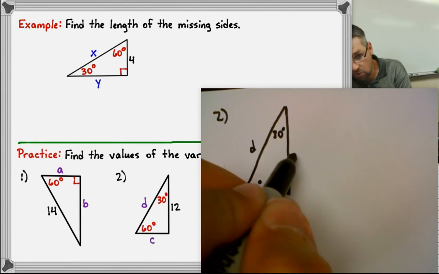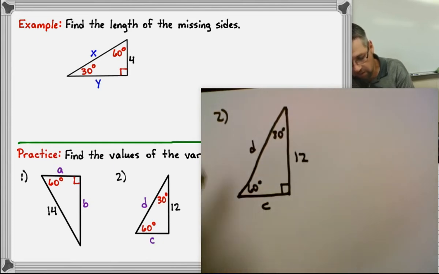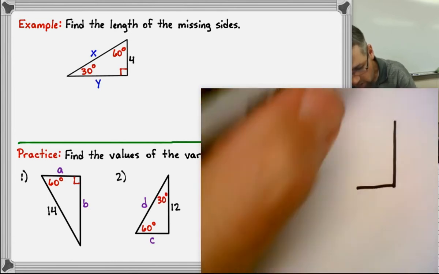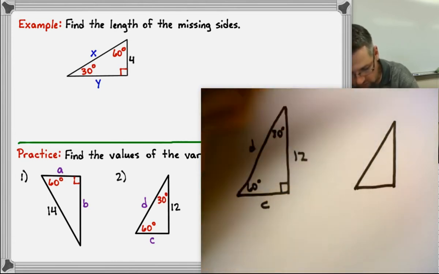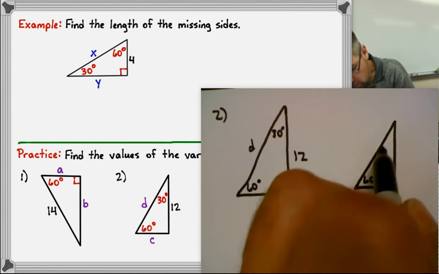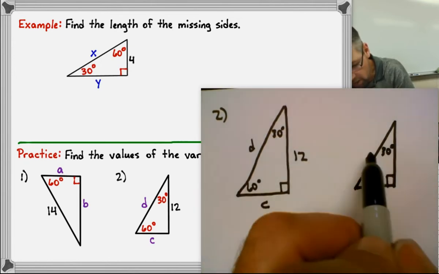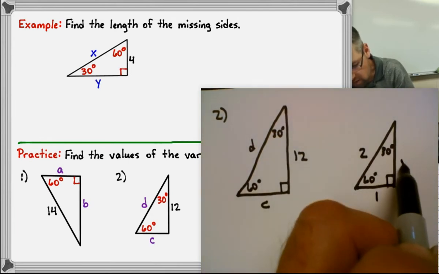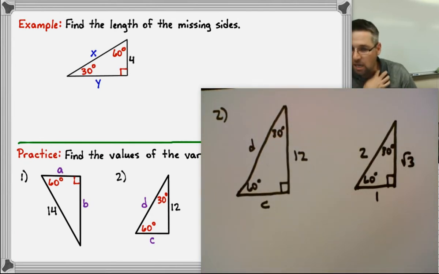We've got D, we've got 12, and we have C. So let's go ahead and draw the parent triangle right next to it. Make sure the sides look the same, just maybe smaller. We've got the 60 degrees here, the 30 degrees there. Remember, the hypotenuse is 2. The one opposite the 30 is 1. The one opposite the 60 is radical 3. And now we can set up our ratios.